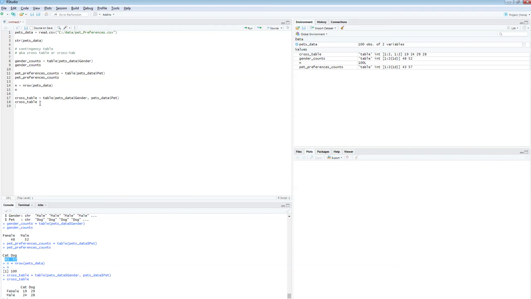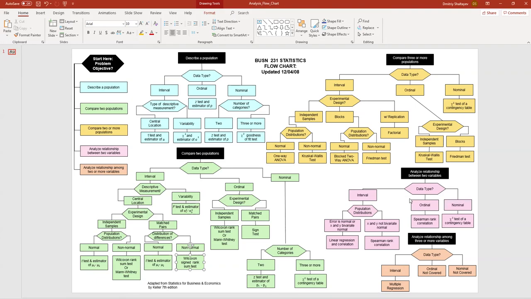Okay. All right. Now let's go back to the test itself. So this is the cross tab, and let me go back to the analysis flow chart. So here's how we can use the analysis flowchart in order to find out that in this case we're going to use a certain specific test. So I'm talking about the relationship, right? Are the pet preferences related to gender? Is there a relationship between them, or are they completely independent?